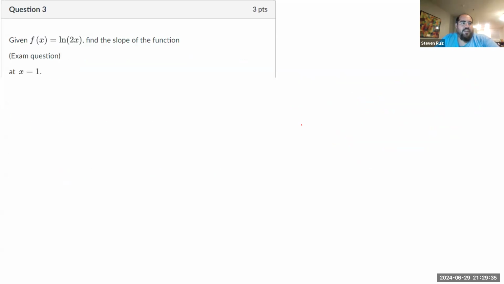All right, question 3, given f of x equals natural log of 2x, find the slope of this function. So let's write down a fact. What do we know about the derivative of natural log of simply x? That's equal to 1 over x. So we can use the chain rule here to find the derivative of natural log of 2x. What's the derivative of the natural log of something? Well, that'll be 1 over 2x. My inner function is 2x. But what's the derivative of that inner function? It's 2. So the derivative here will be 1 over x.